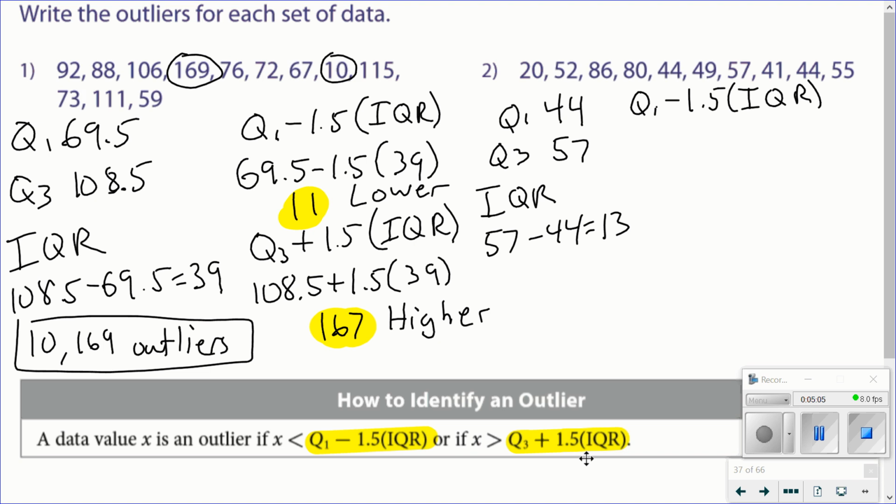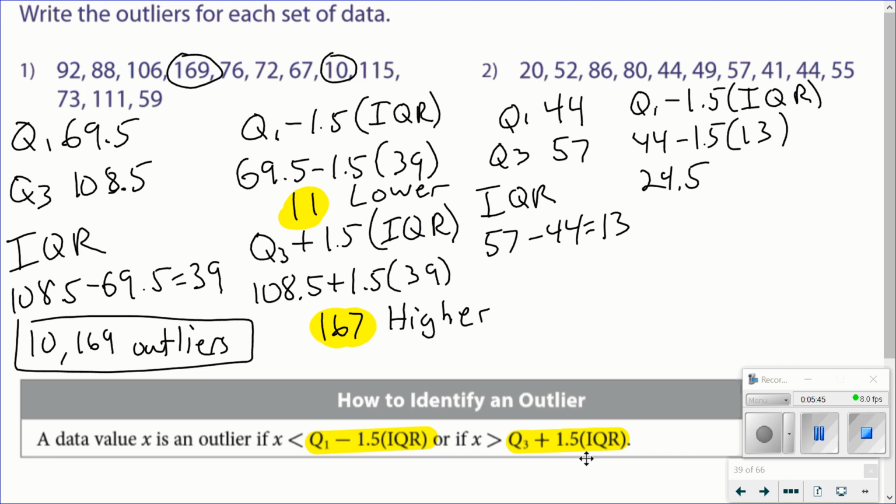Okay, so now I'm going to start again with the low side. Q1 minus 1.5 times IQR. And now I'm going to plug in those values. Q1, which is 44, and IQR, which is 13. All right, now just type that in the calculator. And I get 24.5. So that's going to be the low side.